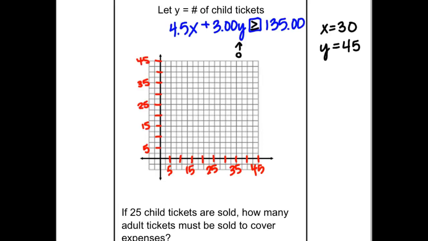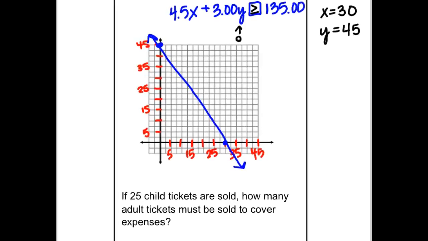So that being said, now I can plot my points. I have an x-intercept of 30 and a y-intercept of 45, and I'm going to connect my dots. And this is where a ruler is going to come in handy. But first, we've got to shade. Greater than or equal to 135.